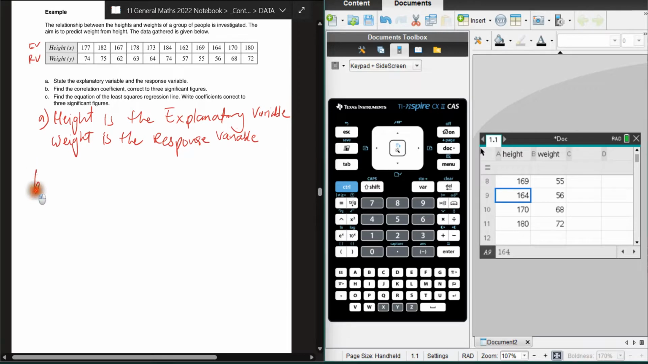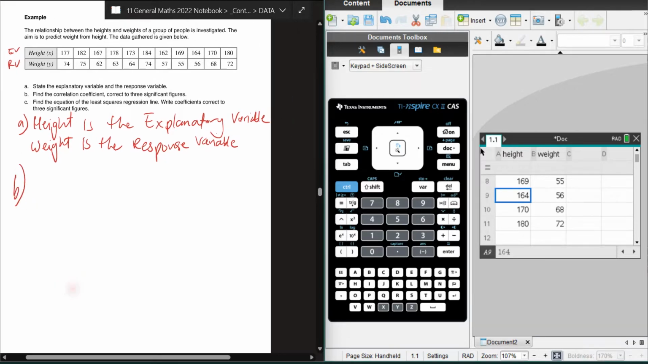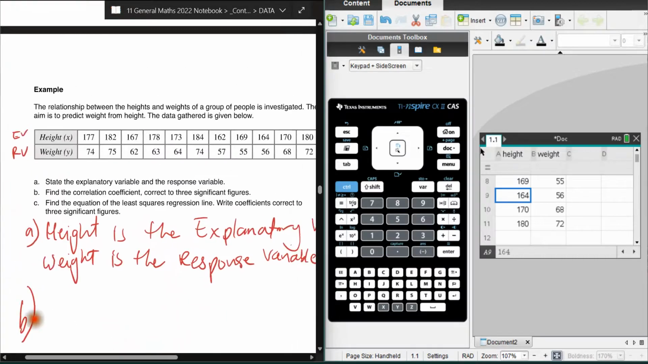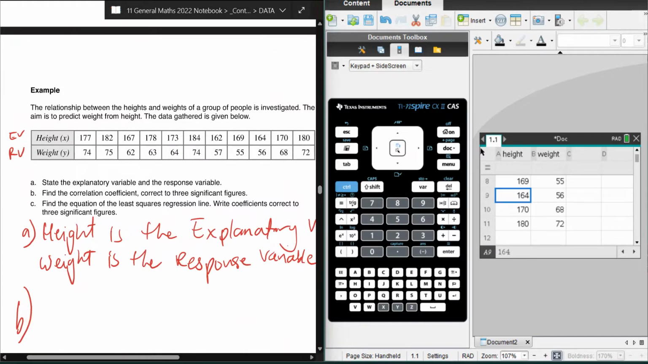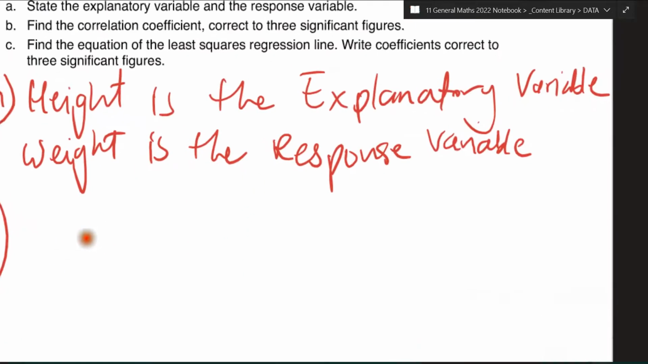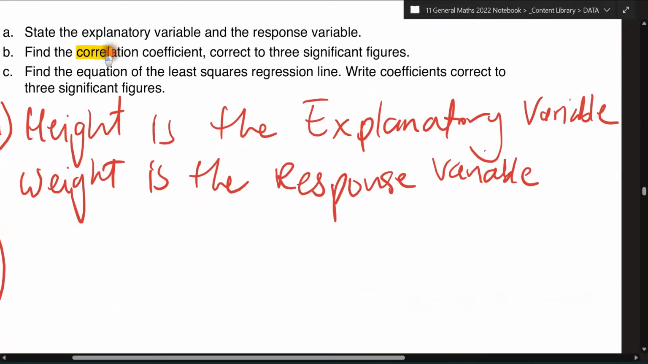All right, question B. Let's find the correlation coefficient. Now, that is not specifically in this chapter of 8F, but it was in chapter 7, 7F. It was in 7D and 7E, where we looked for the R value. So this part of the question, remember, correlation coefficient is referring to the R value.